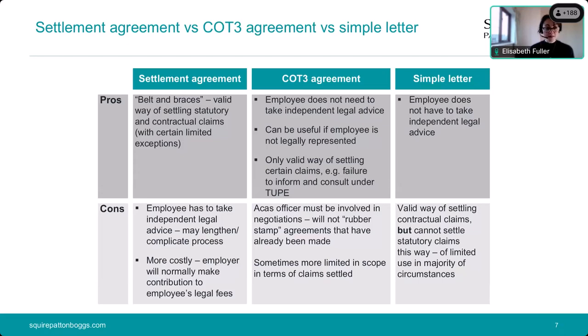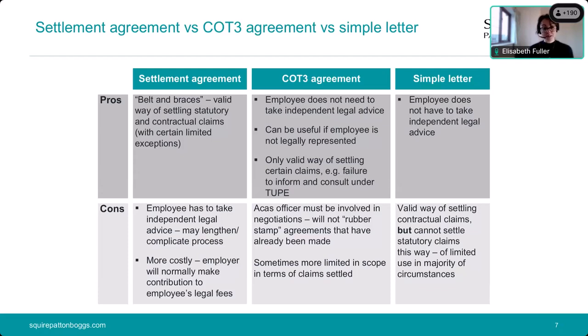Okay, so the final way that you can validly settle claims is by using a simple letter. Now, you can use a simple letter to validly settle contractual claims, but not statutory claims. So that's really important to remember. Using a simple letter can be a quick way of settling contractual claims, but rarely is it effective. The fact that you can't settle statutory claims using a simple letter is obviously a public policy decision because of concerns that employers would require employees to sign away all their rights if they could just ask them to sign a simple letter in order to do this.